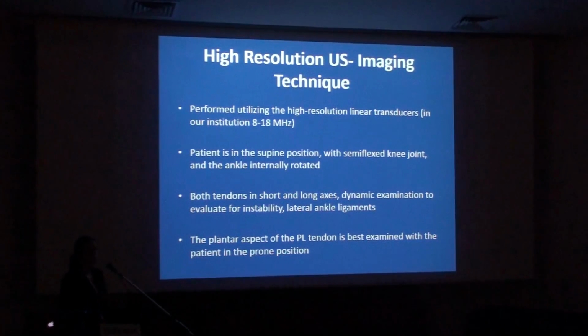and we start imaging in the short axis and typically include at least the myotendinous junction, progress distally, and examine both tendons to the level of the peroneal tubercle where they split, and then individually each one of them, and then we examine the tendons in the long axis. The plantar aspect of the Peroneus longus tendon is best examined with the patient in prone position.